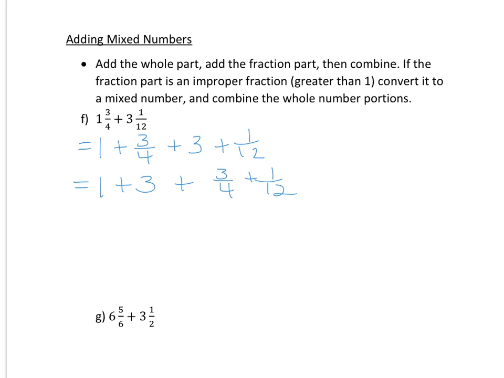So when we add those whole number parts together, we have 4. And then we need to look at the fraction part. I see that I have a denominator of 4 and a denominator of 12. 4 is a factor of 12, so I can use 12ths as my lowest common denominator. So the second fraction will stay the same. 4 times 3 is 12, so I'll multiply the numerator by 3 as well, and I'll have 9/12. So now I can combine my fraction parts, which will become 10/12. So my answer is 4 and 10/12.